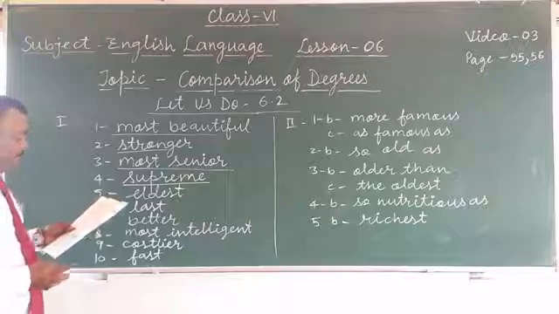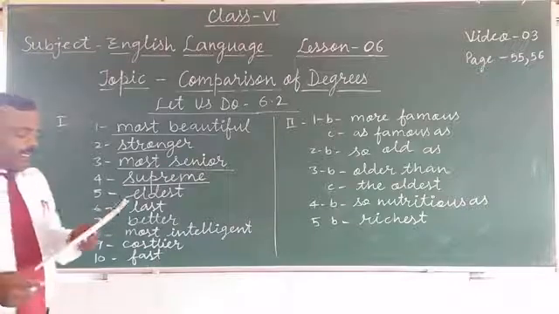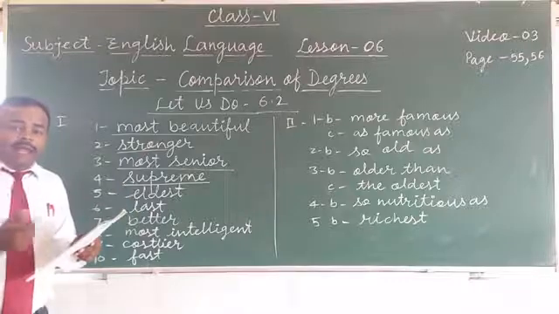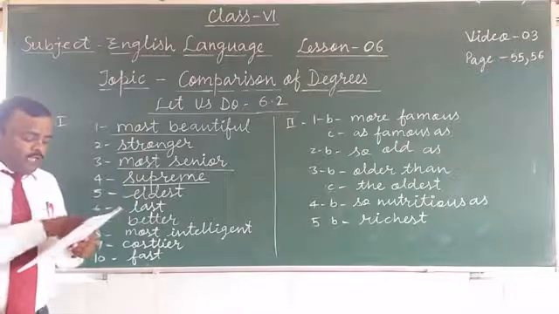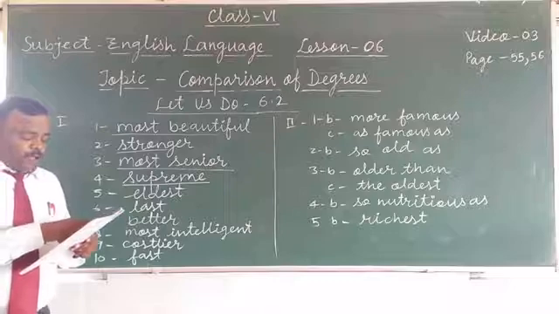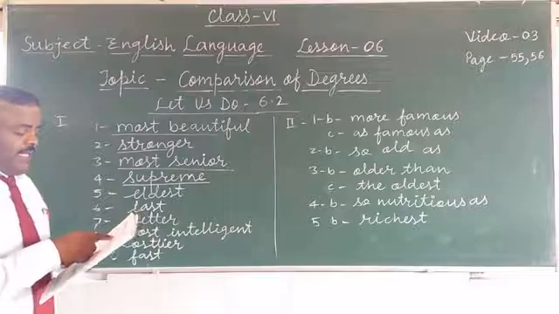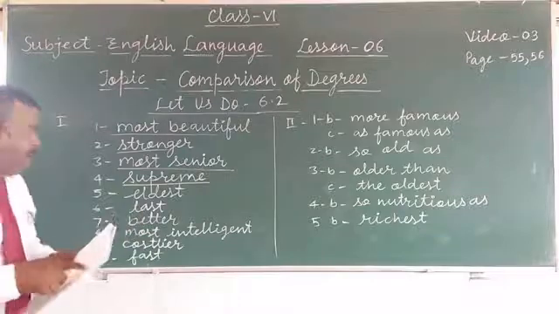Okay. Fifth, he is the brother in the family. In the family, means for family we use elder and eldest. So he is the eldest brother. The is given, it is superlative. He is the eldest brother in the family.